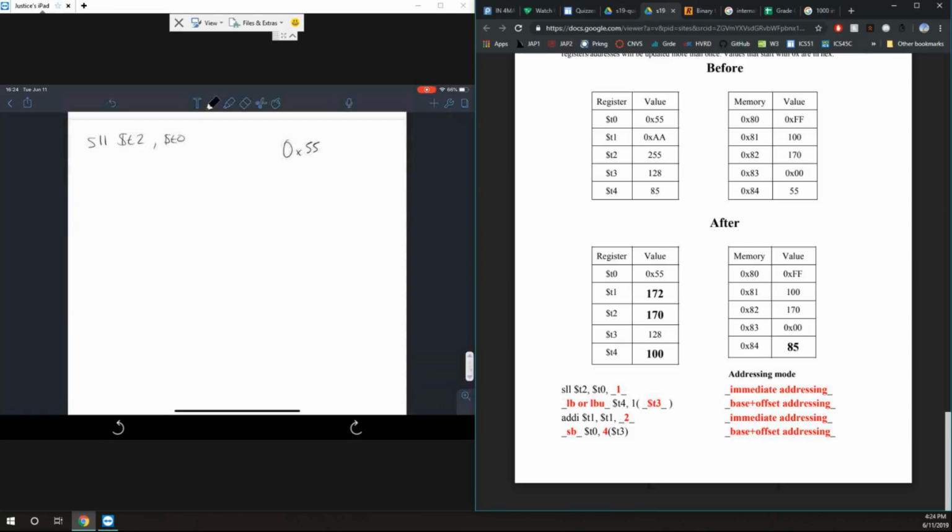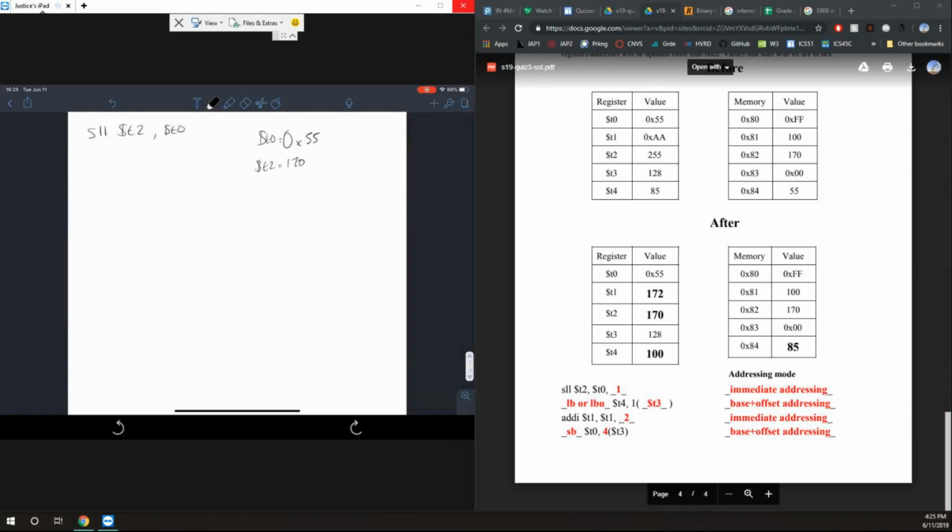So let's calculate what 55 equals now. 5 times 16 to the 1 plus 5 times 16 to the 0. What is it? It's 80, sorry, 85, because it's 80 plus 5 equals 85. So T0 is also equal to 85.